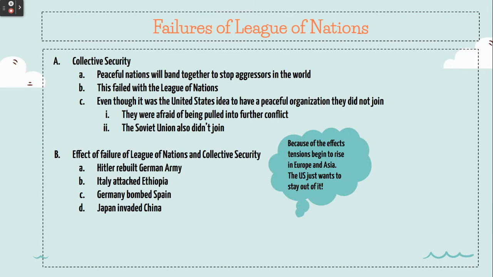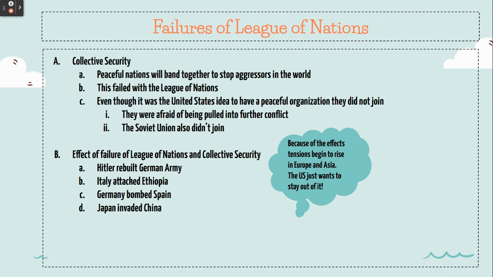Collective security means peaceful nations will band together to stop aggressive countries. This was the main idea of the League of Nations. Remember, this was the United States idea, but we did not join the League of Nations. The Soviet Union also did not join. Without these two big countries, the League of Nations struggled to control aggressive countries like Germany, Italy, and Japan.